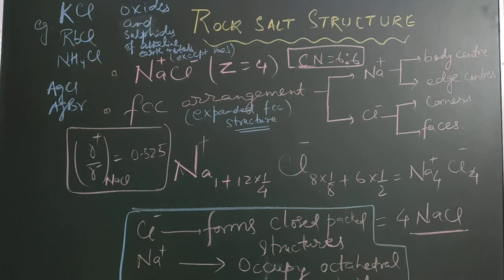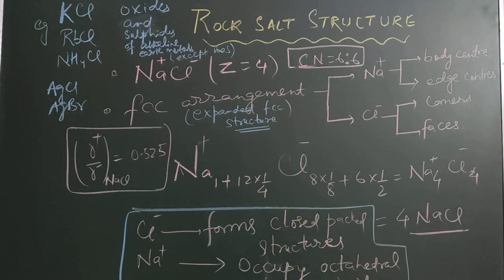So the arrangement of NaCl is FCC or CCP, whereas the sodium ions are present at body center as well as edge centers, and the chloride ions are present at corners as well as faces. So if we find the number of Na+ ions and chloride ions, we find that Na+, which are present at body center and edge center, gives Na+ 4, and Cl- also gives 4. So 4 units of NaCl are present.